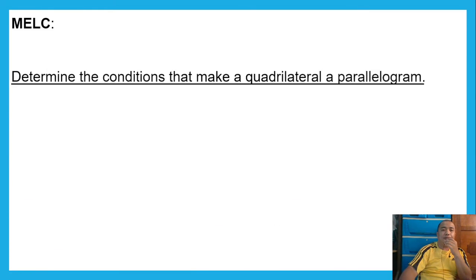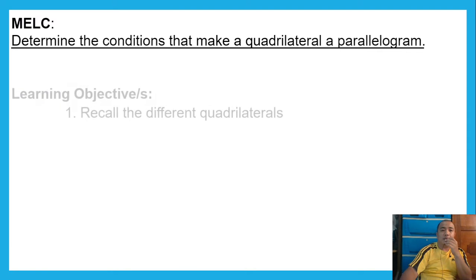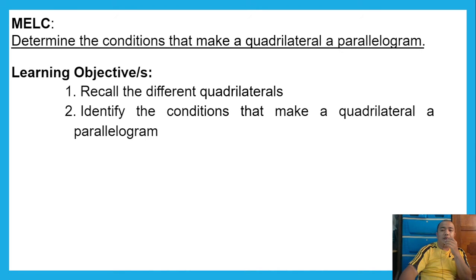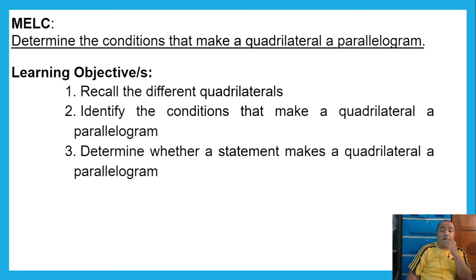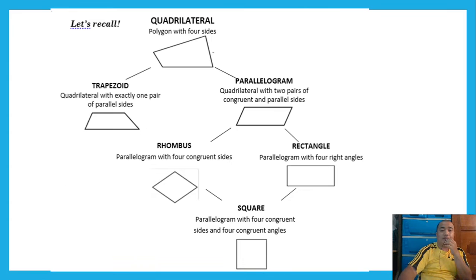So the MELC: determine the conditions that make a quadrilateral a parallelogram. And for the learning objectives: recall the different quadrilaterals; identify the conditions that make a quadrilateral a parallelogram; determine whether the statement makes a quadrilateral a parallelogram; state the condition that makes a quadrilateral a parallelogram based on a given feature.